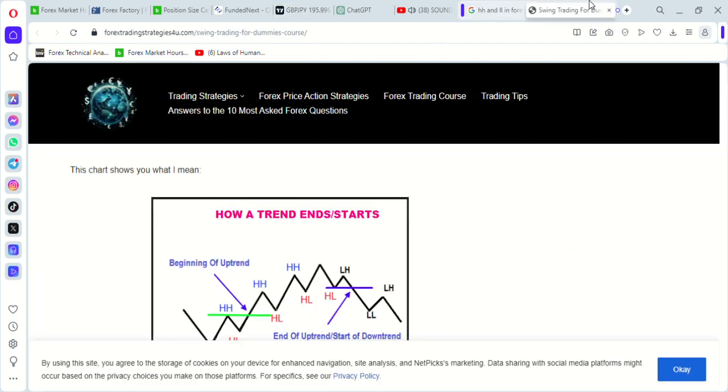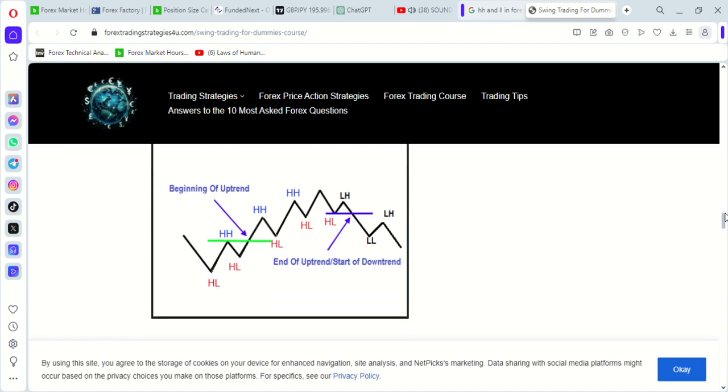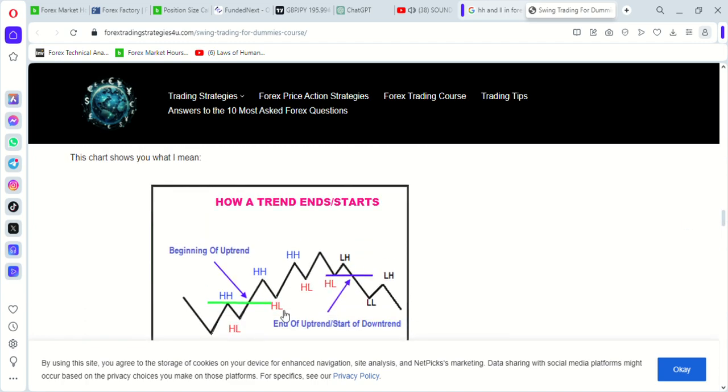So now if you come to this illustration, it says how a trend starts and ends. From the beginning, if this is an uptrend, you start forming higher high, which is HH, higher high, higher high, higher high, and higher low, higher low. See, this low is higher than this one, which is higher than this.